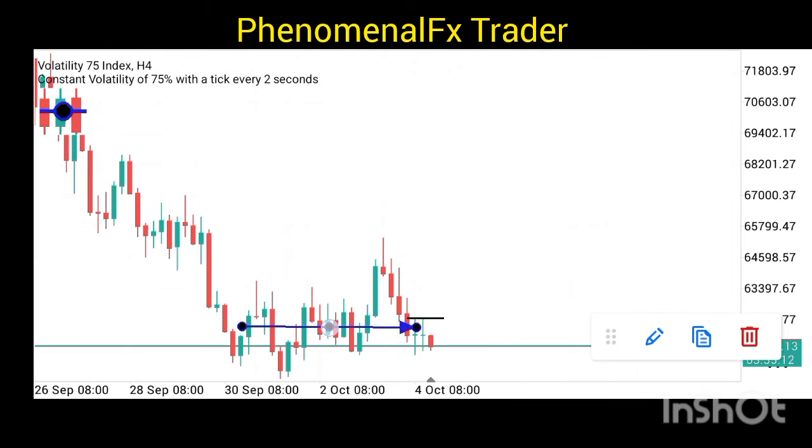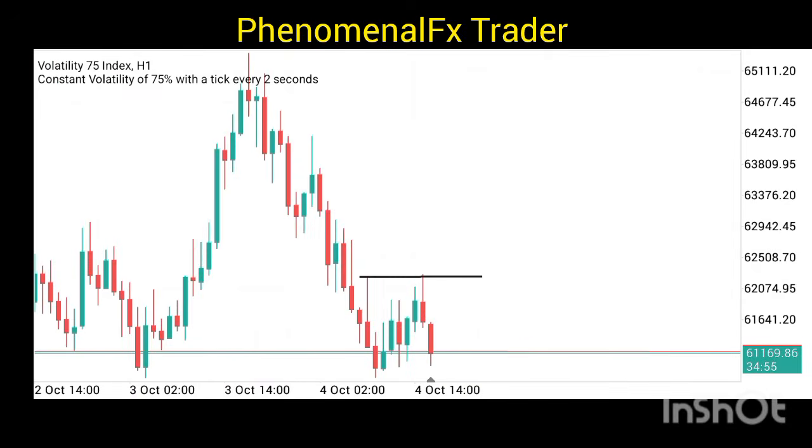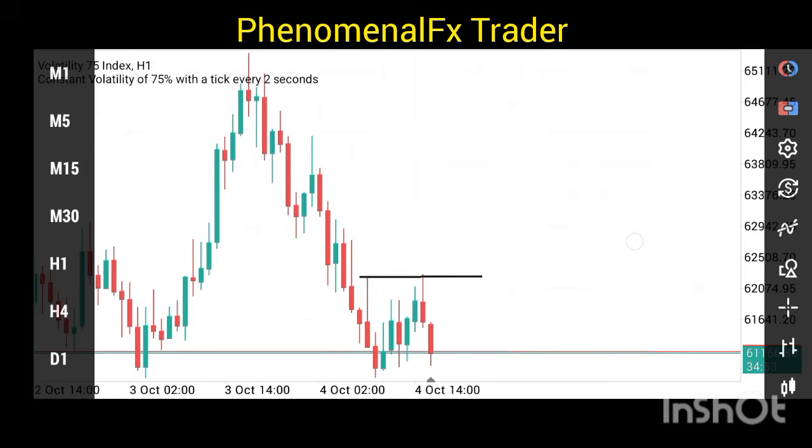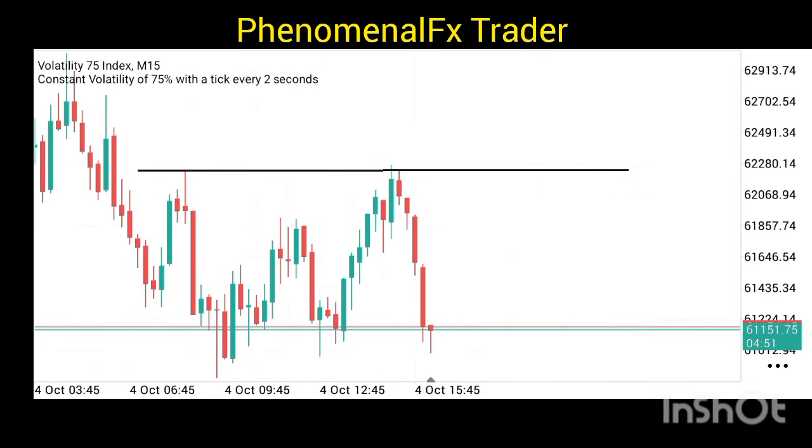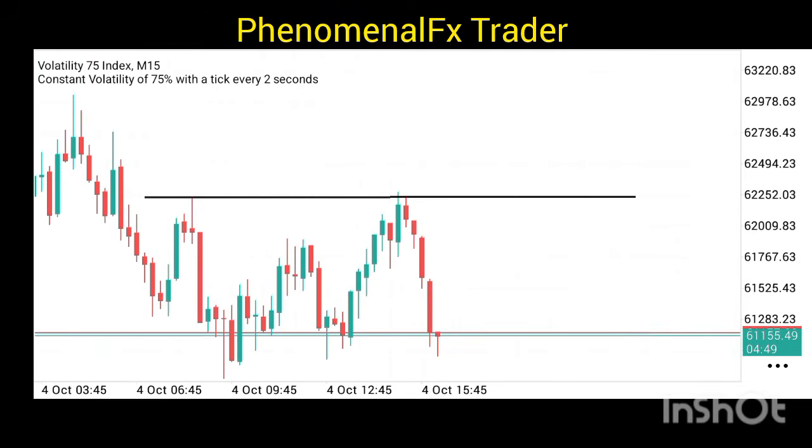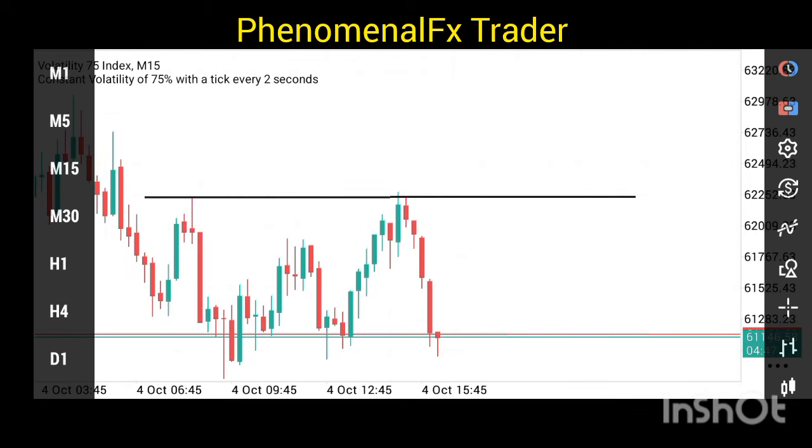So this is a pullback. This is a very clear pullback, and the market got back to a zone where it can buy nicely. All right, so you see this line I put right here. This line I put on a lower time frame. I think that must be on the 15 minutes time frame. Let me check the time frame first. Okay, so on the 15 minutes time frame, I put that line. My reason for putting that line is to know when the market is ready to buy.